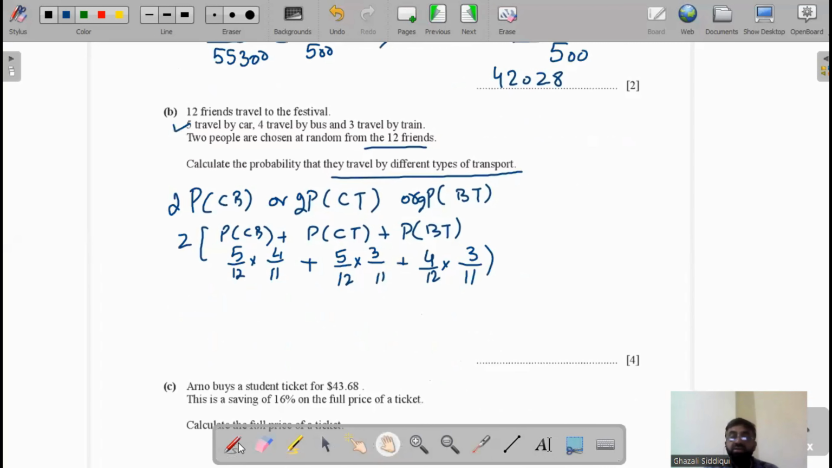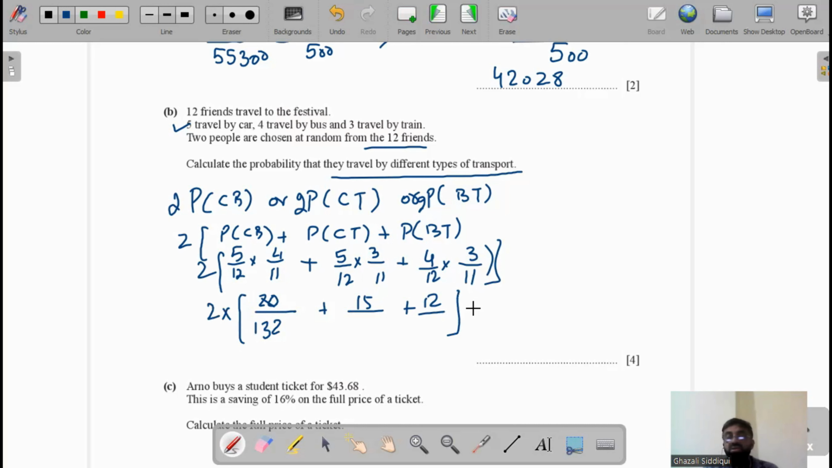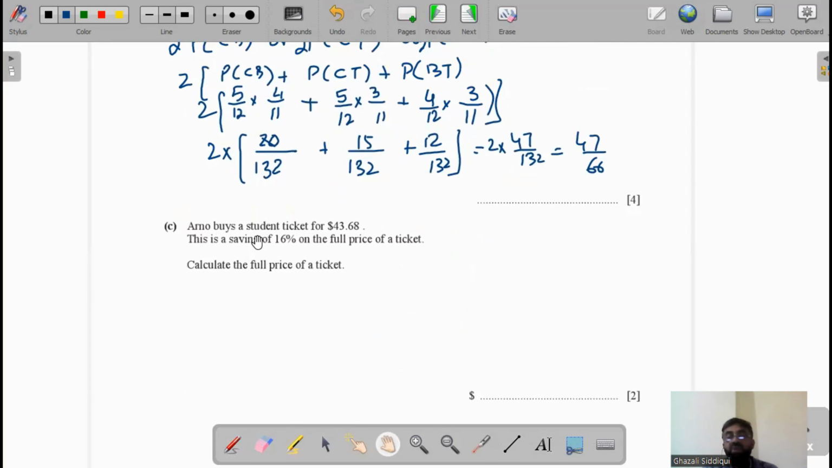Now we calculate it. 4 5s are 20, plus 5 3s are 15, plus 4 3s are 12, and this is 11 2s are 22, 2 and 11, 132. Now at the numerator we get 20, 35 and 47 over 132, multiplied by 2, that's equal to 47 over 66. This is the answer.